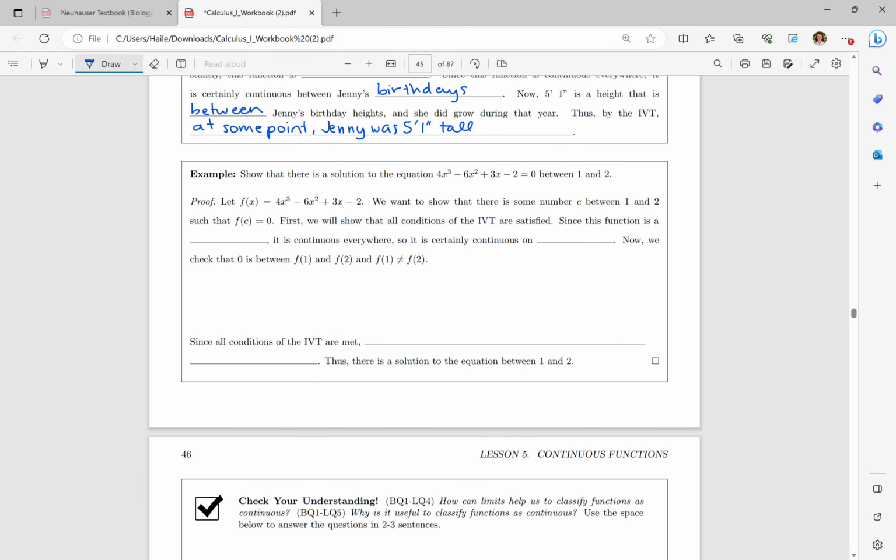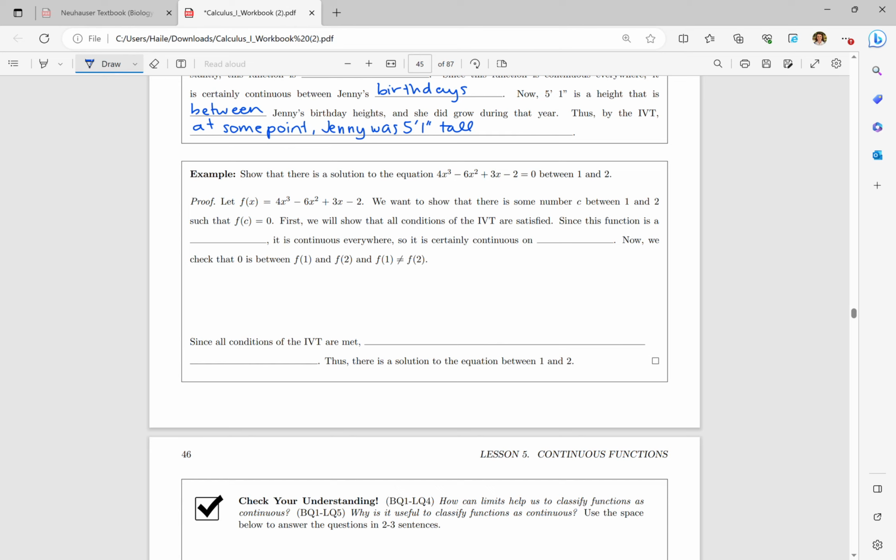Okay, as another example, we're going to show that there is a solution to the equation 4x cubed minus 6x squared plus 3x minus 2 is equal to 0 between 1 and 2. So here we're going to do another baby proof, and this is another application of the IVT. So let f of x equal 4x cubed minus 6x squared plus 3x minus 2. So notice what we've done is we've taken our equation and we've turned it into a function. So we just changed the 0 to an f of x.